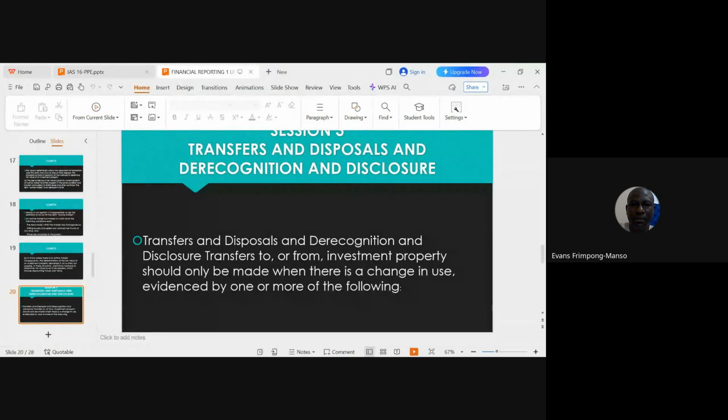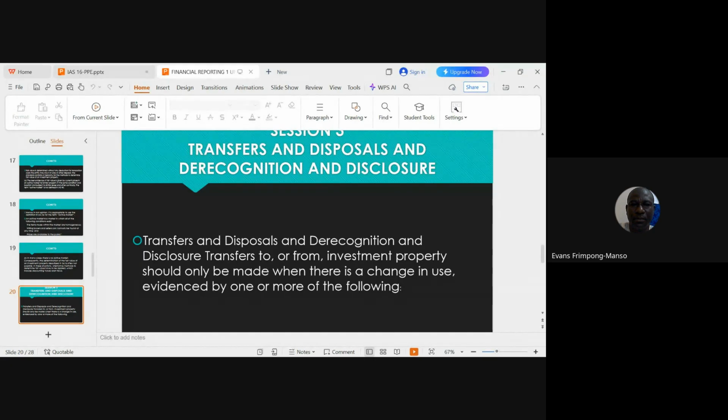So on transfers, disposals, de-recognition and disclosure, transfers to or from investment property should only be made when there's a change in use. Now, you are not using it to rent to other people. You want to use it for administrative purposes. The moment you stop renting it and use it for administrative purposes, then you have transferred it from investment property to property, plant, and equipment.